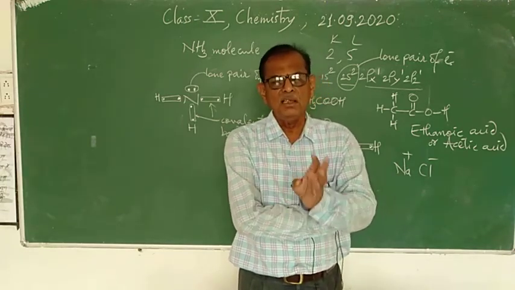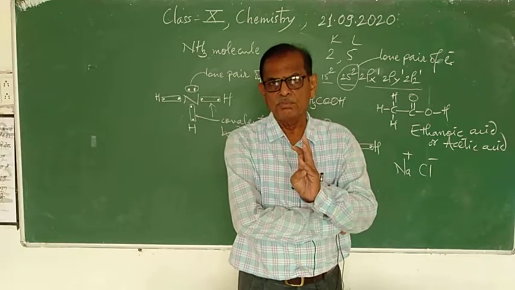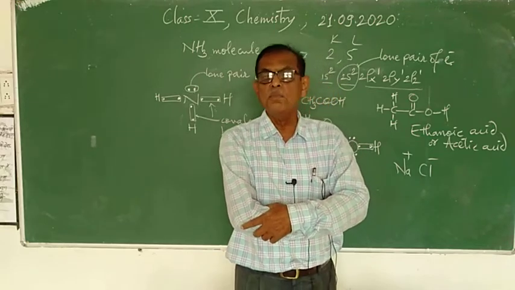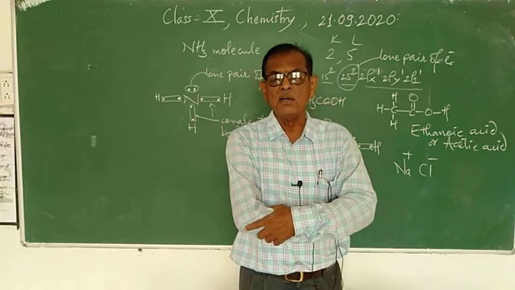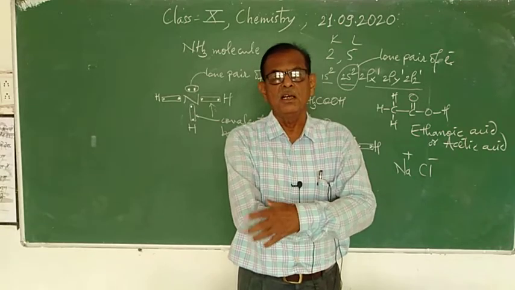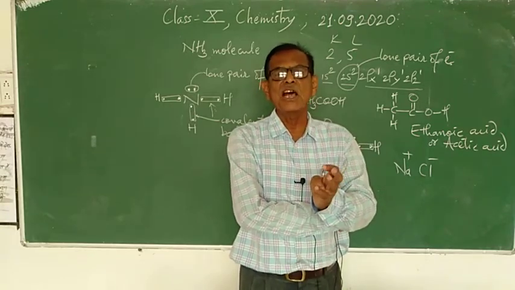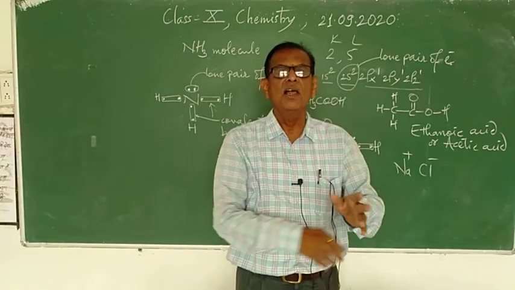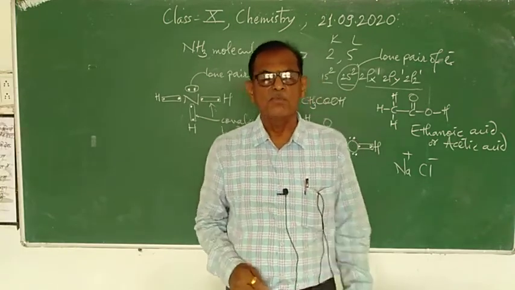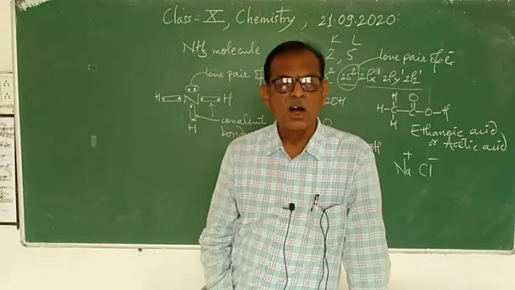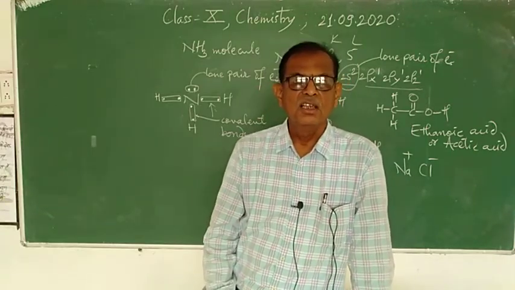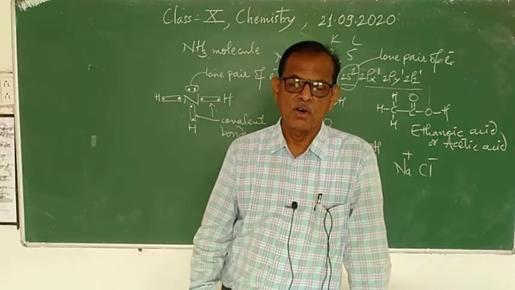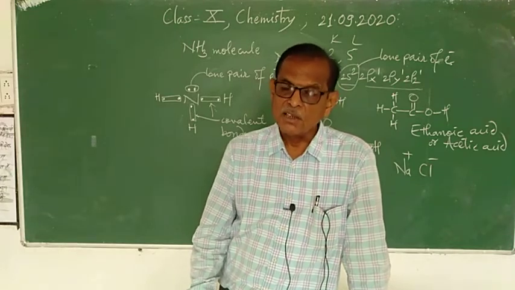Now, I have told you the example of carbon, then silicon. In the 14th group of the periodic table, we have carbon, silicon, germanium, tin and lead. They also exhibit allotropy. For example, silicon exists in the amorphous form and crystalline form.